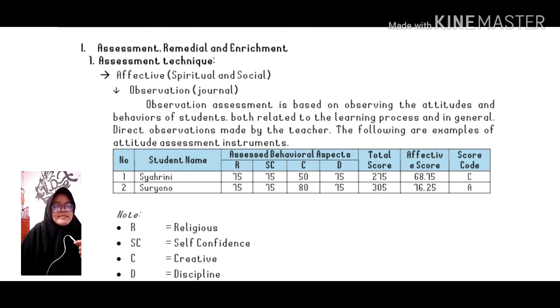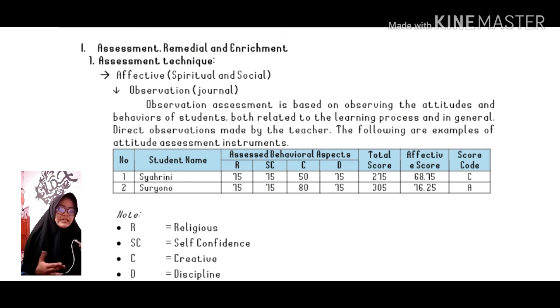And now about the assessment, remedial, and enrichment. Here, assessment technique: affective, spiritual, and social. Observation or journal. Observation assessment is based on observing the attitudes and behaviors of students that relate to the learning process, and in general it is the direct observation made by the teacher. The following are examples of attitude assessment instruments.